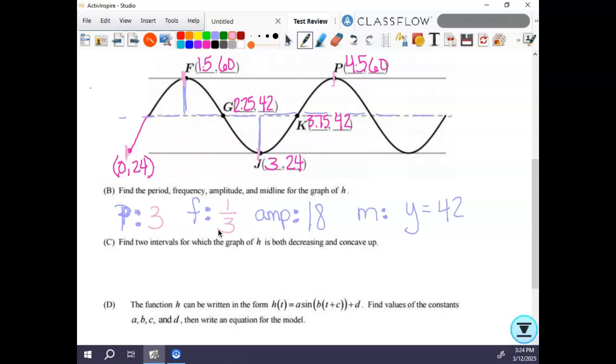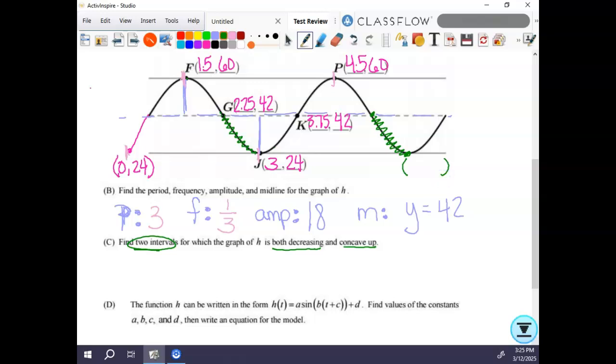Then it says to find two intervals for which the graph of h is both decreasing and concave up. Okay, so here we are. This is decreasing from here to here, but that's concave down. This is decreasing and concave up. And this would be increasing and concave up. And then this again would be decreasing and concave up. So I need these ordered pairs here so that I can answer my question.